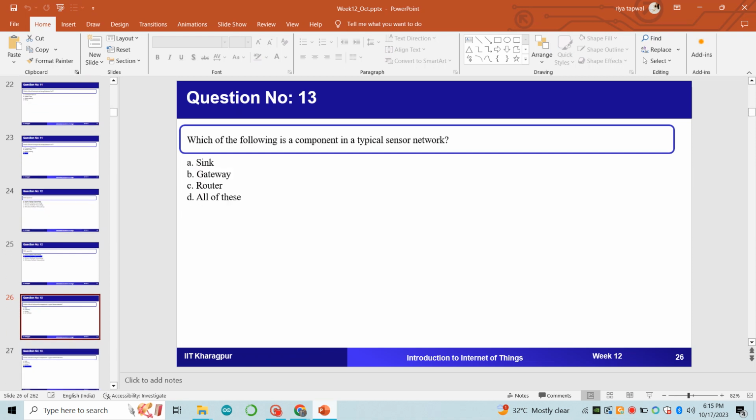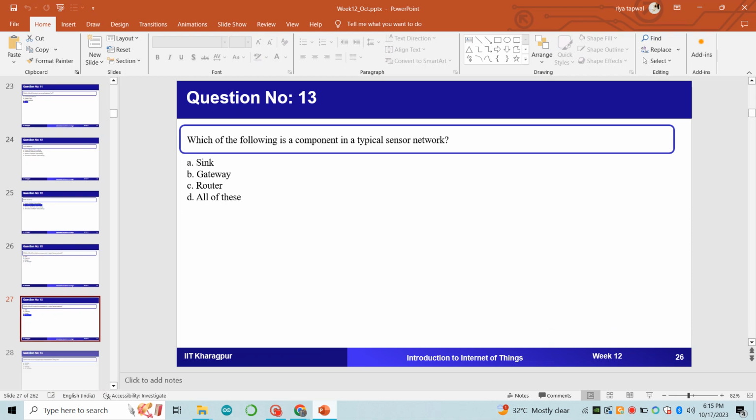Next question is, which of the following is a component in a typical sensor network? Options are sink, gateway, router, all of these. All of these. Okay, anyone else? Right, all of these is correct.